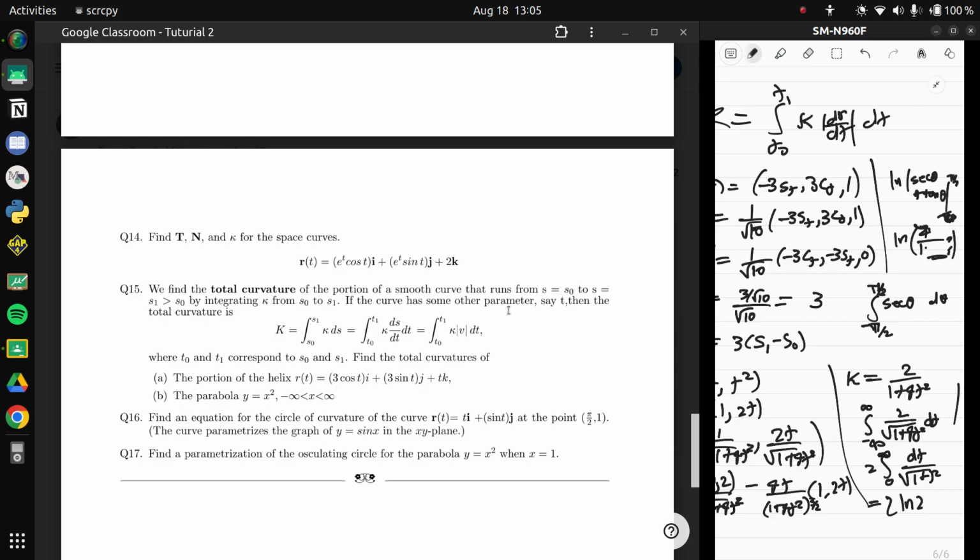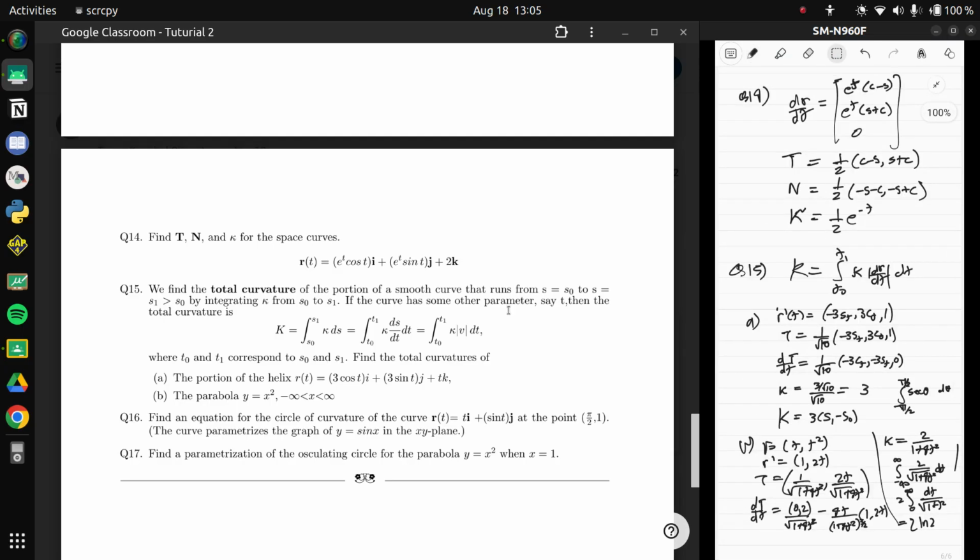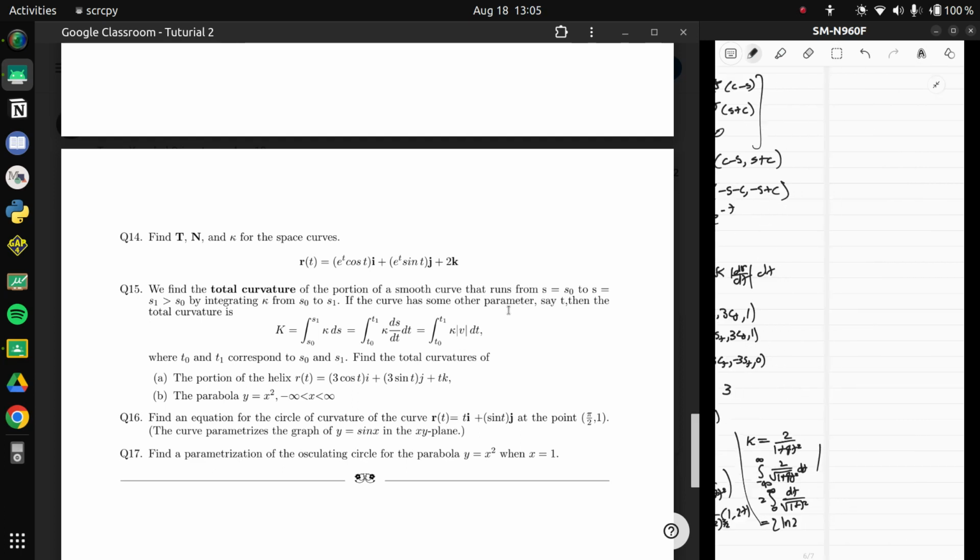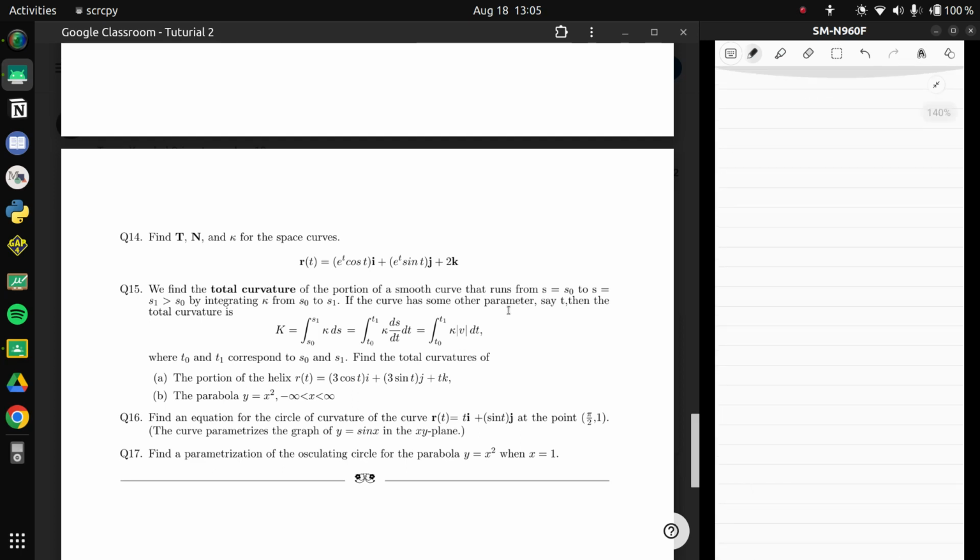So complicated. Never mind, just move on. Anyway, sure, just move on. Let's see what we get. 15th is done. Question number 16.